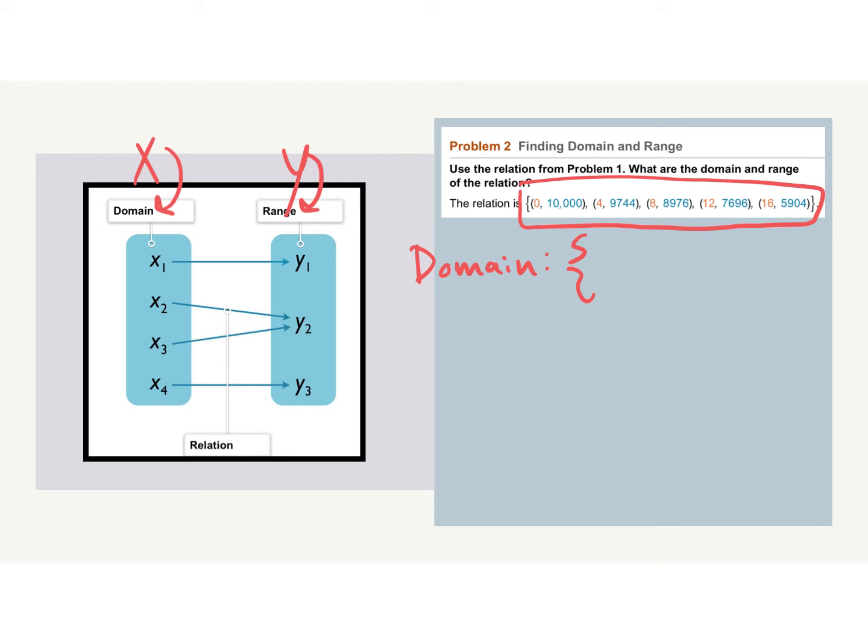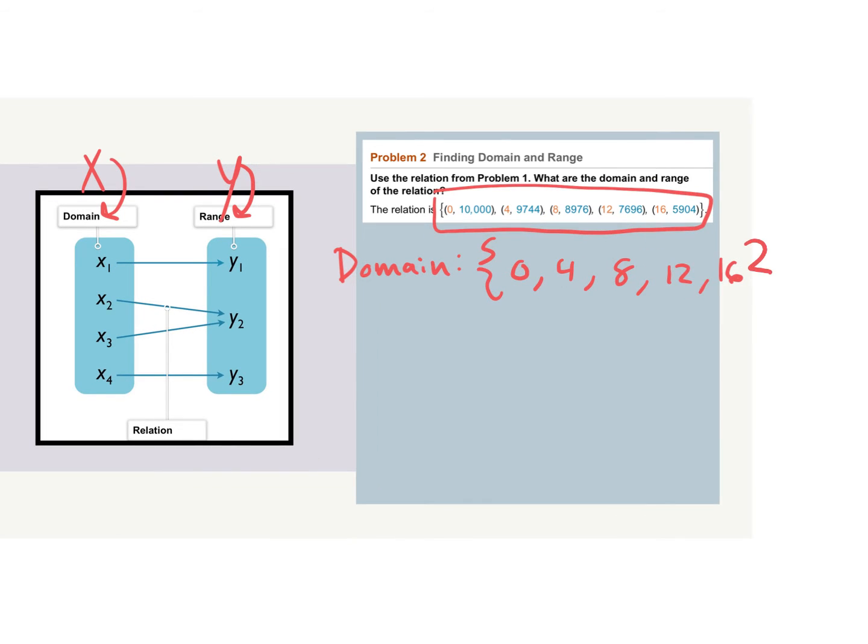If a number repeats, you don't write it twice. So what's one x value that we have here? 0. What's another? 4. And another one? And another one? And the last one? Awesome. So that would be our domain, just the x values.